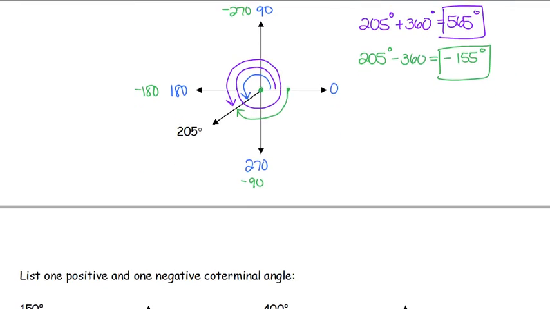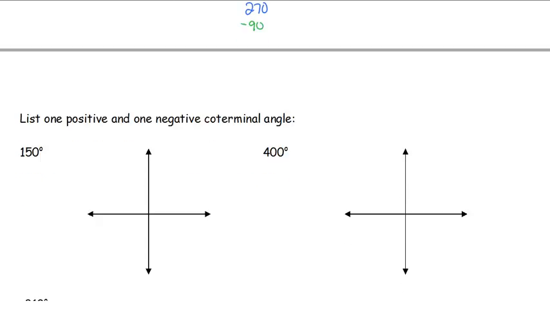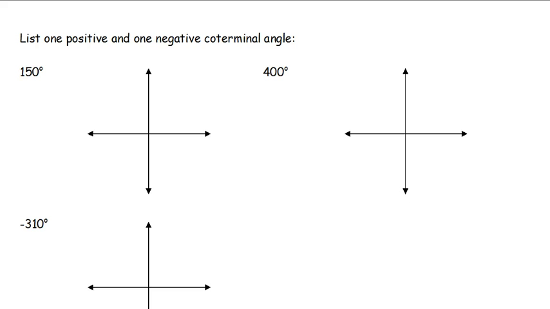Okay, let's go ahead and flip on over to the back side. We want to list one positive and one negative coterminal angle. But we also want to actually graph our 150. So we start at 0, 90, 180, 270. We always label, just like any other graph, we always label those angle measures.